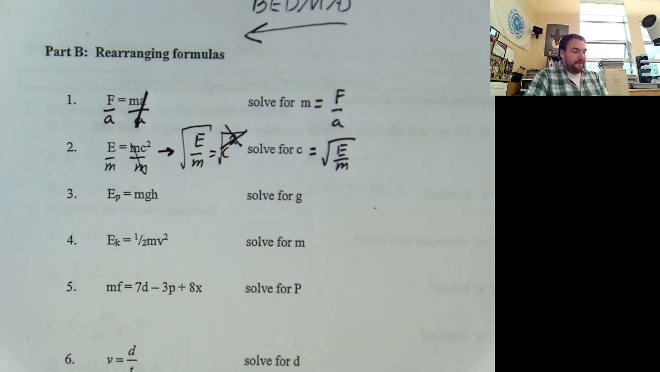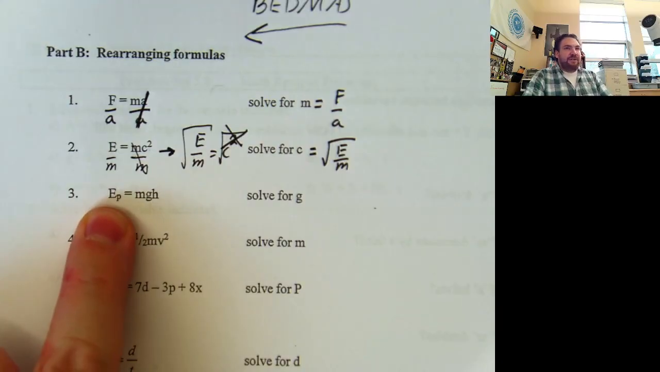Okay. Number 3. I've got EP equals MGH. This is a formula you should recognize if your teacher in Science 10 did their job. And I did my job last year. So there's a bunch of you that should recognize what this is. What are you calculating here with EP equals MGH?